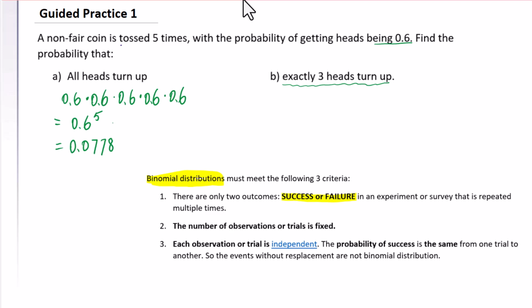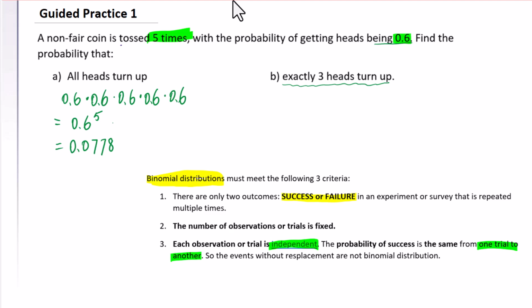Second, the number of observations or trials is fixed. In this question, the coin is tossed 5 times, so the number of trials is fixed. Each observation or trial is independent. The probability of success is the same from one trial to another. In this question, each time the coin is tossed, the probability of getting heads up is always 0.6.